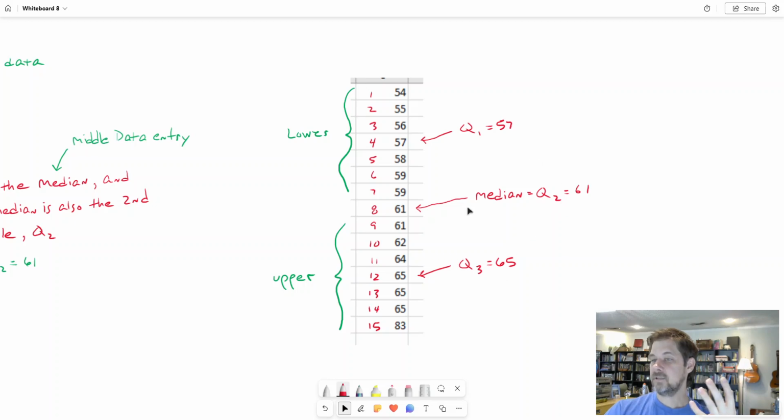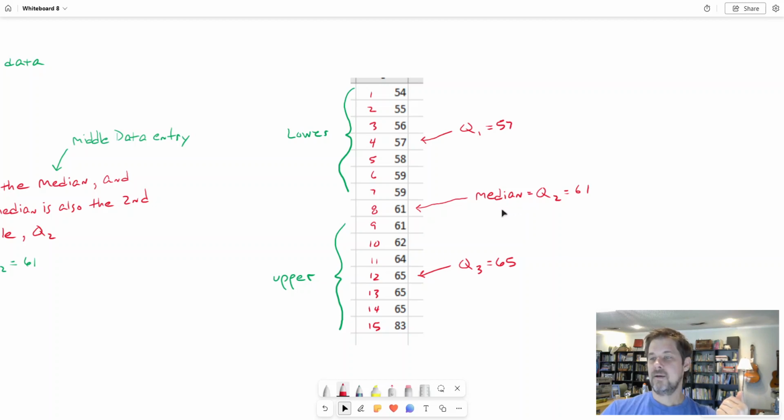So what the quartiles do is divide the data up like this. The median is right in the middle. Then you get a lower and upper half, and if you find the middle of the lower half, that's the first quartile. And if you find the middle of the upper half, that's the third quartile. So it's all based on starting with the median and the concept of the median.